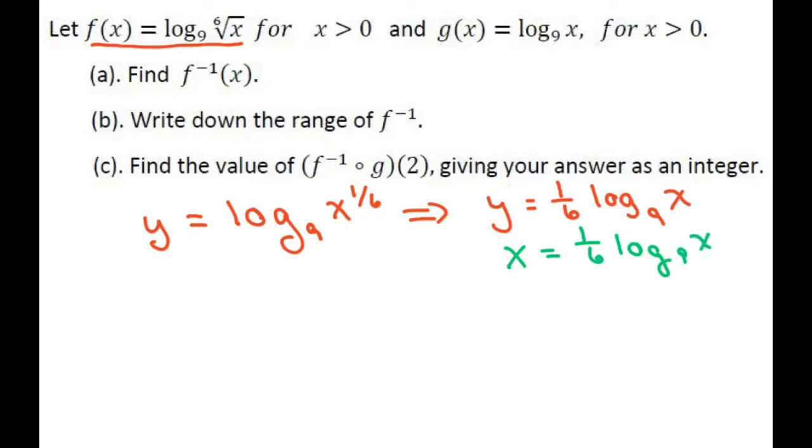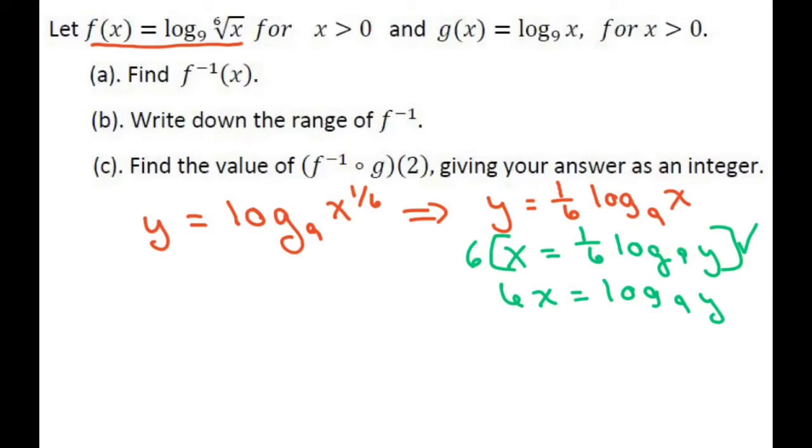Sorry, this is supposed to be a y. And then you solve for y. So this is the inverse, but we want to solve for y. So what we're going to do is use our properties and multiply through by 6. If you multiply everything through by 6, you get 6x equals log base 9 of y.